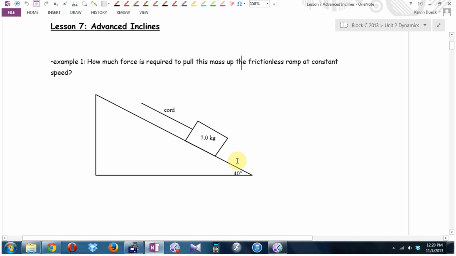How much force is required to pull this mass up the frictionless ramp at constant speed? What would be a good set of words to underline in this question that are really going to be important for me to answer this properly? Constant speed. That's one of those physics phrases that I want to make sure, Alex, that I noticed.